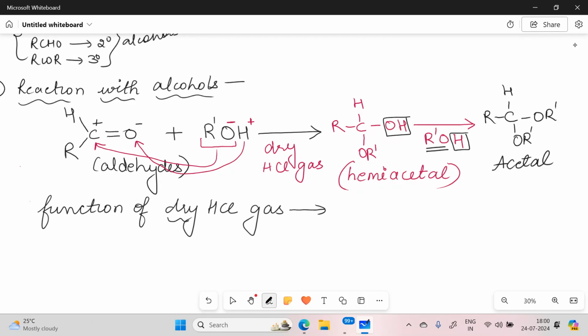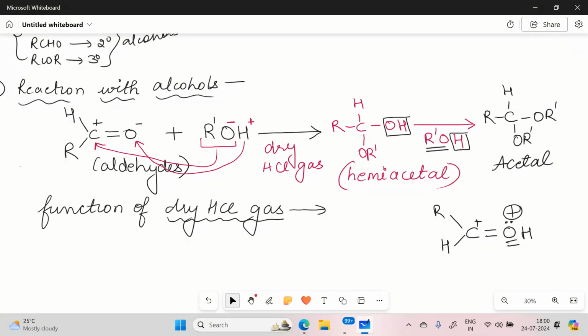Now, what is the function of dry HCl gas here? Dry HCl gas acts as a catalyst and speeds up the reaction. How? First listen, then I will dictate this point. This is an aldehyde. When you are using dry HCl gas, this HCl gas protonates the carbonyl oxygen. This H plus ion will protonate the oxygen atom, because oxygen has a lone pair, and donates it to the H plus from the HCl gas.